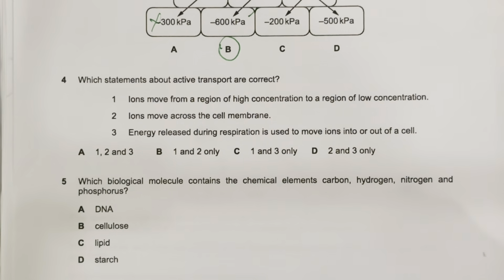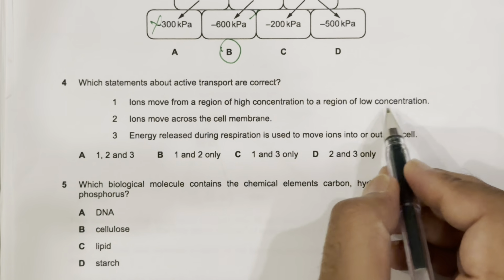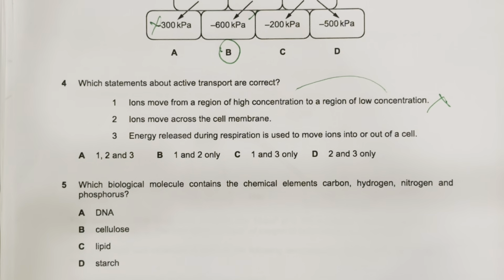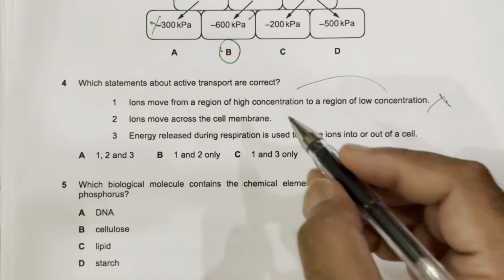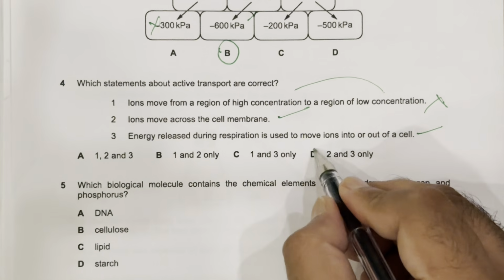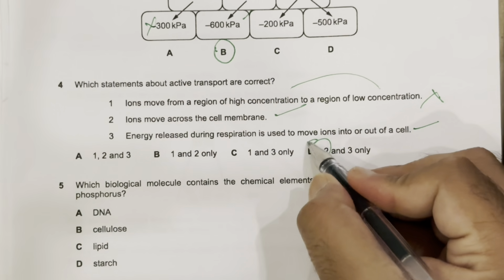Question number 4 is: which statements about active transport are correct? In active transport, we know that particles move in ionic form against the concentration gradient. If we look at statement 1, it says ions move from a region of high concentration to a region of low concentration. In active transport, it is always movement from low concentration to high, not high to low. So this is the wrong statement. Moving to the second, ions move across the cell membrane. Yes, energy released during respiration is used to move ions into or out of the cell. This is also correct. So option D, carrying 2 and 3, is the right option.